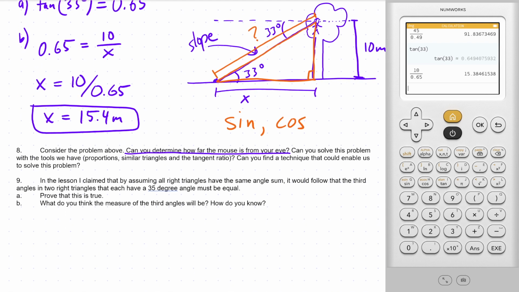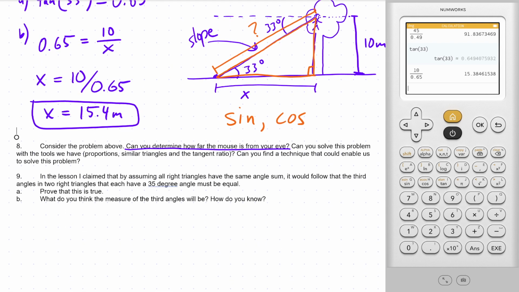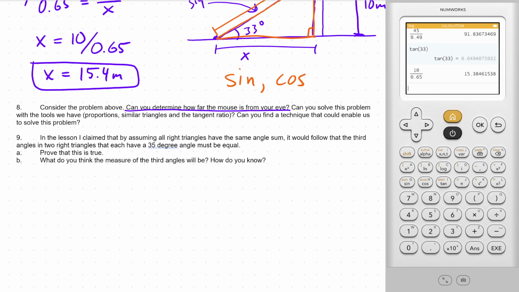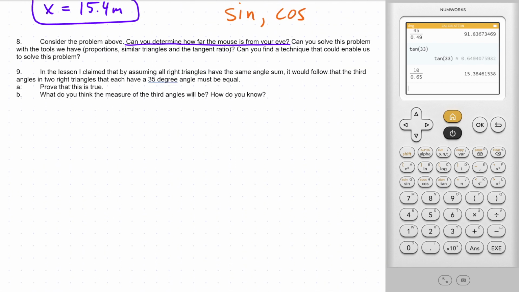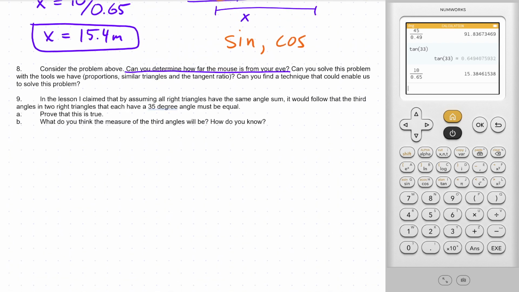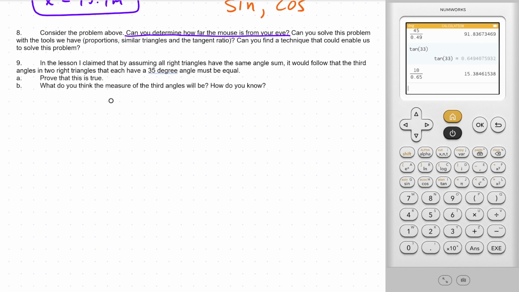Okay, so those are some application problems. And let's see, how is my time doing? I'm coming close to half an hour here. I don't want these to get too long, but let's look at problem number 9, which is the last problem. So let's see, what do I want to say about problem number 9?